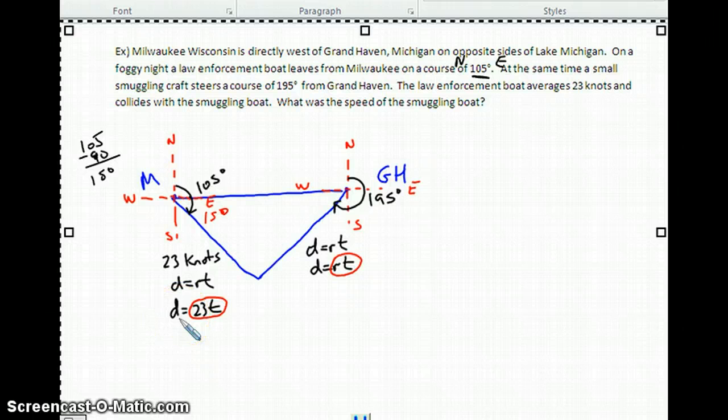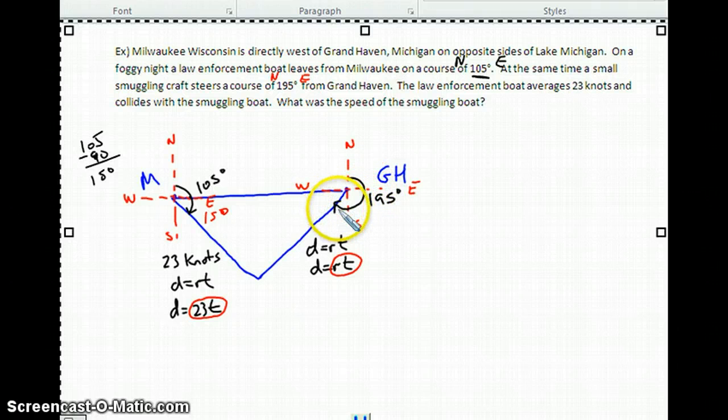Alright, let's keep reading. At the same time, a small smuggling craft steers a course of 195 degrees from Grand Haven. So again, we're assuming, because it doesn't give us directional distances, we're going from the north line, heading like we would on the hands of a clock, heading east. So we start going around this way, that would be 90 degrees, this would be 180 degrees. How much further past 180 did we go?